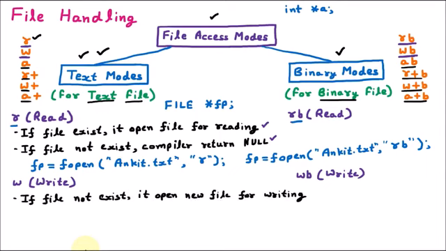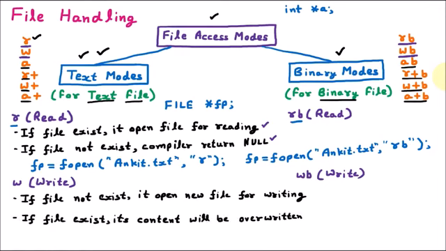Let us suppose that you are opening a file, let's say ankit.txt, that is not available. So it will create that file and open it for the writing purpose. The second case is that if the file already exists, then it will open the file, but here we have one problem: its content will be overwritten, meaning earlier content will be deleted and new content will be added to the file.